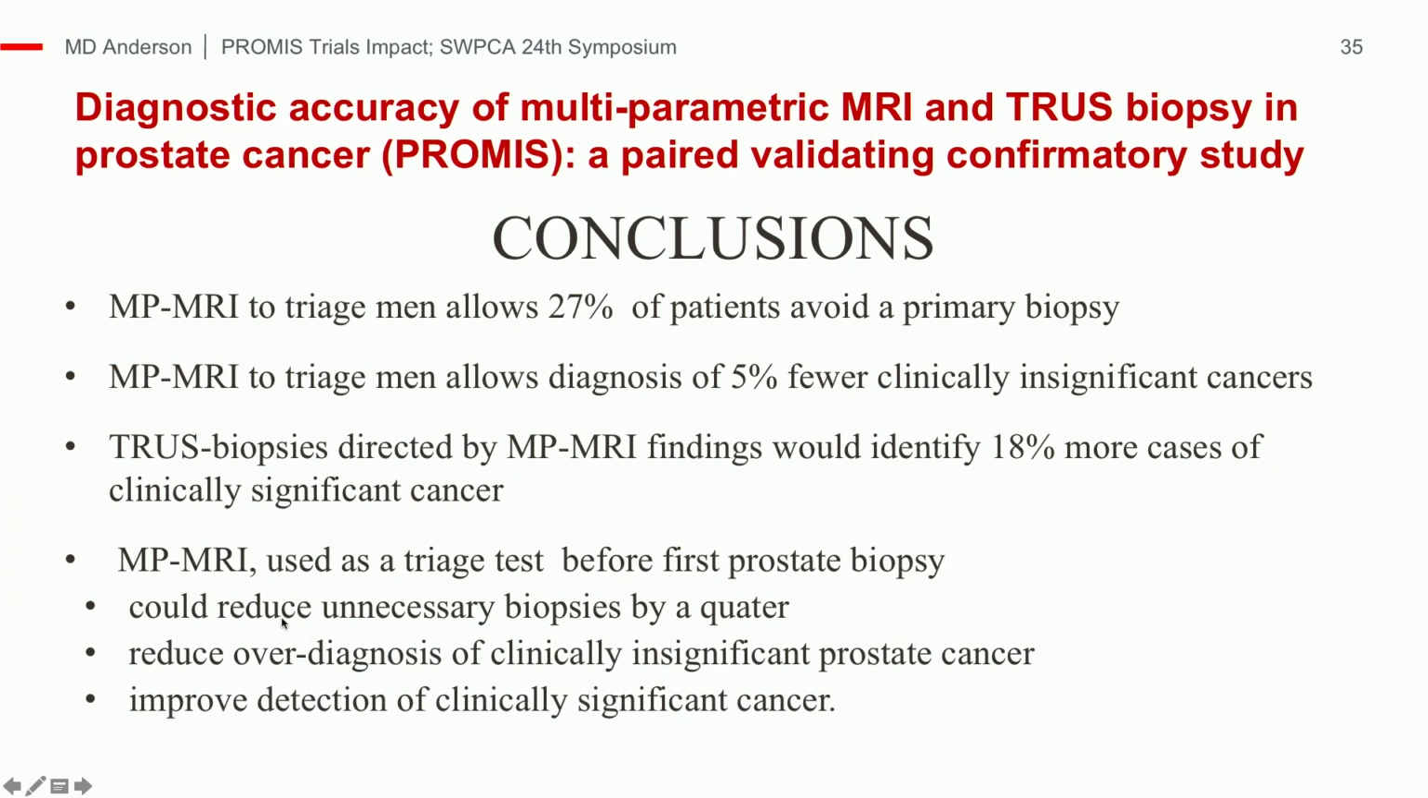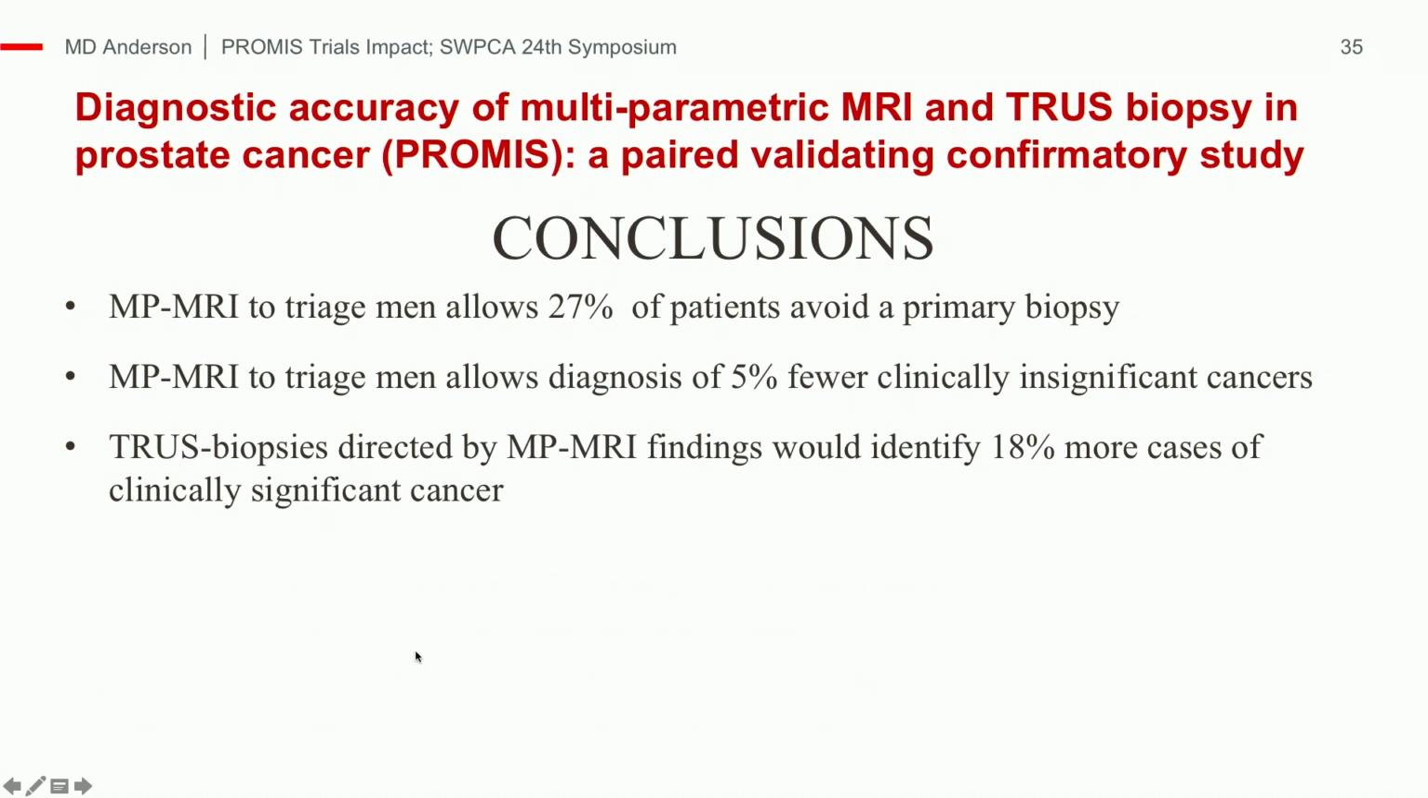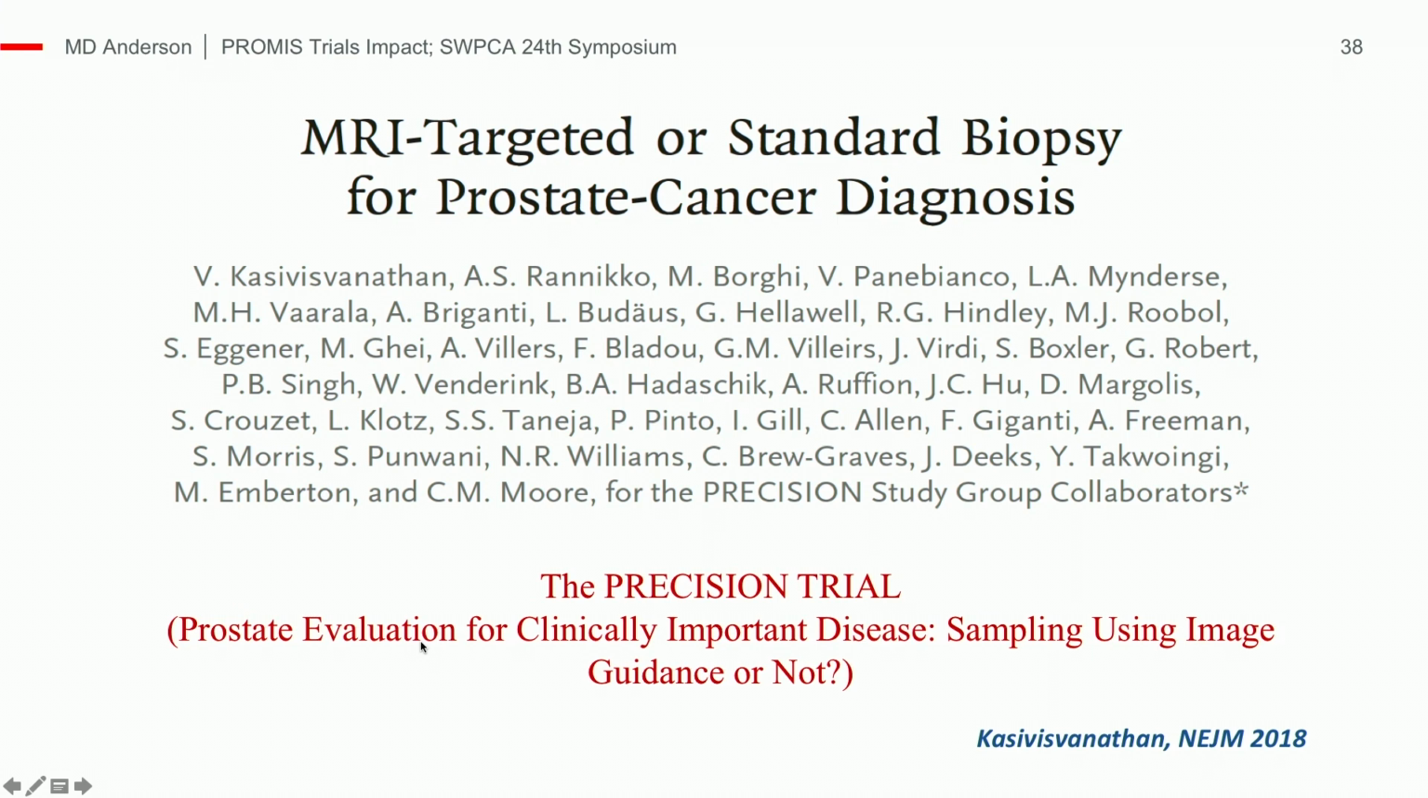And so the authors concluded that you should use a multiparametric MRI as a triage test before doing a first prostate biopsy. So you get a PSA, you think the patient needs a prostate biopsy, you get an MRI. If you don't see anything there, you can feel with fairly high confidence that they don't have a prostate cancer. If you do see something there, you should go on to a fusion biopsy. So that leads us eventually to the PRECISION trial here.